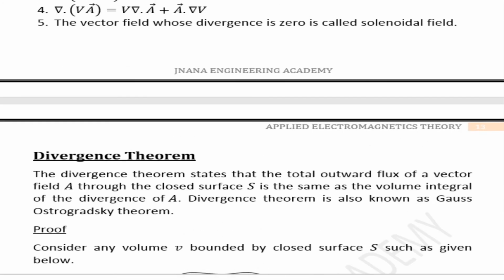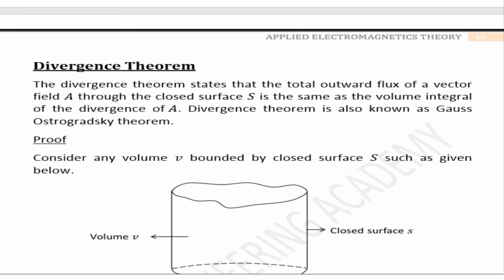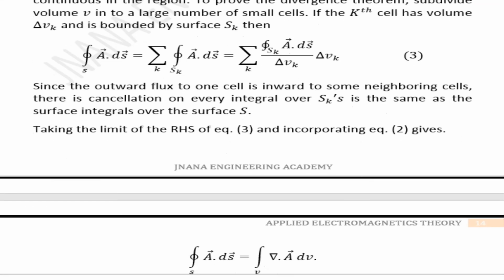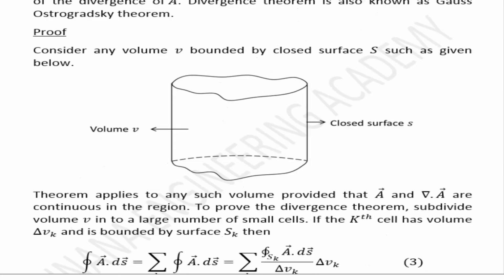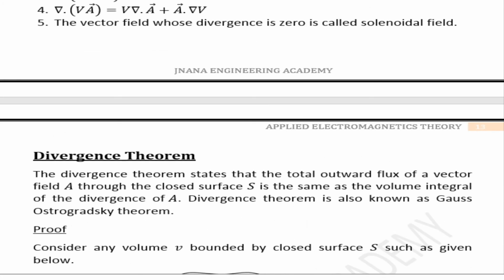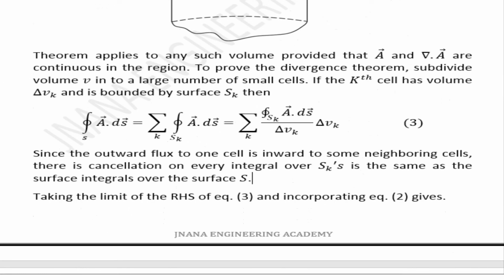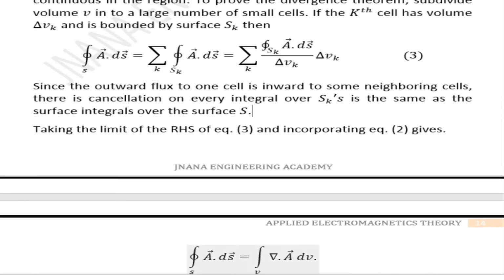What we have said in the theorem is that the volume integral of the divergence of A, where del dot A is the divergence, is equal to the total outward flux of the vector field A through the closed surface. That is the total flux of A through the closed surface. This will be equal. That is the divergence theorem, and this is the proof for the divergence theorem. Hope you have understood the divergence and the divergence theorem.